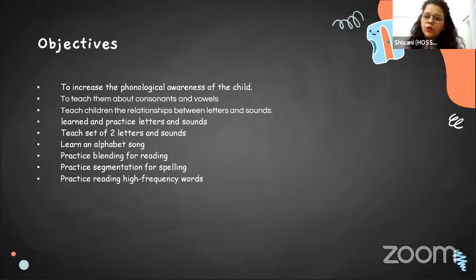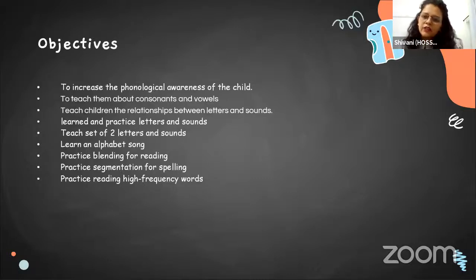They have to get a brief knowledge about all the things, and we are going to practice these letters and sounds. We are going to introduce 2 letters per day, and we are going to revise these 2 letters each and every day. As we move ahead, every day we are going to sing an alphabet song so that they are very familiar with the names of the alphabets.